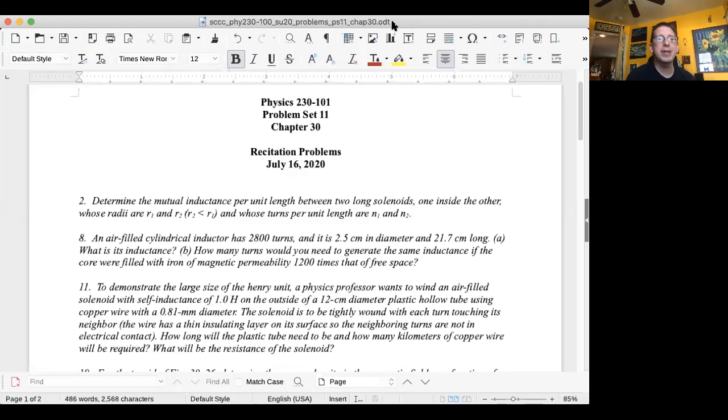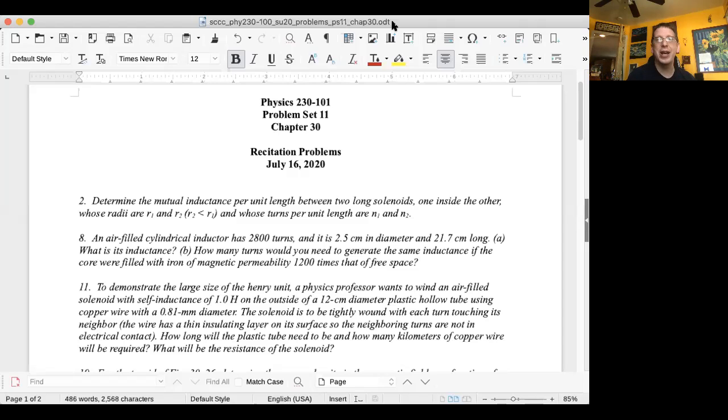So let's move on to the second problem, which is number 8. An air-filled cylindrical inductor is 2,800 turns. So that's what capital N equals. And it is 2.5 centimeters in diameter and 21 centimeters long. So what is its inductance? So this is the self-inductance. How many turns would you need to generate the same inductance if the core were filled with iron of magnetic permeability 1,200 times that of free space? So mu is equal to 1,200 times mu naught.